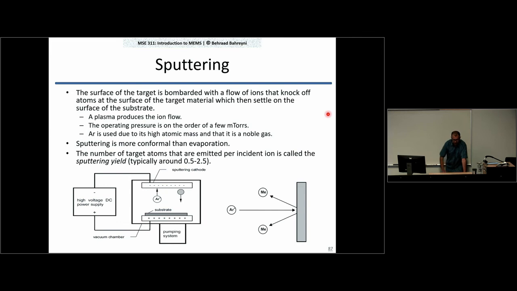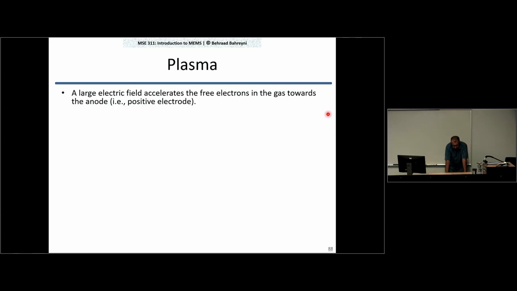The sputtering yield is the number of particles that you emit from the target per incidence of 1 argon ion. It's typically about 0.5 to 2.5. So you're not really creating too many of them that easily.